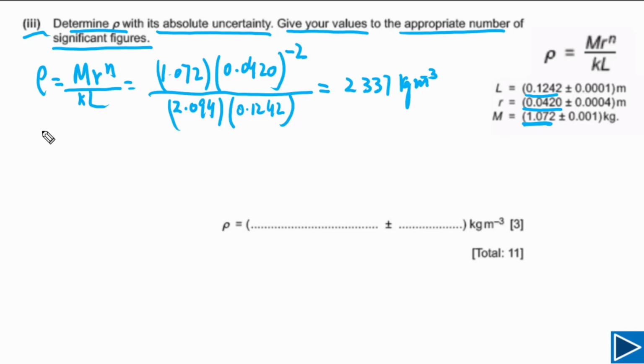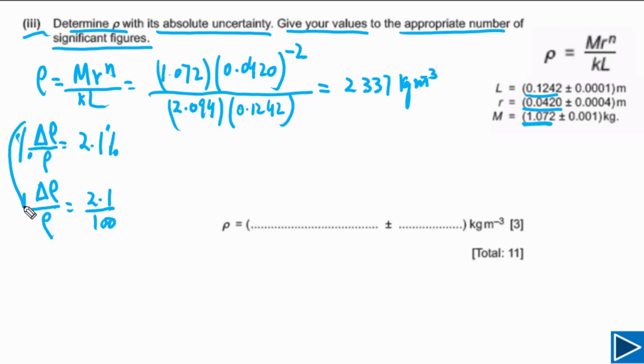Now the next thing we need to do is calculate the absolute uncertainty. We have the percentage uncertainty, that is delta rho by rho, which is equal to 2.1%. So this value we have. Now we need to calculate delta rho. A simple way is to divide the right side by 100. If you go from percentage uncertainty to fractional uncertainty, you simply divide by 100.